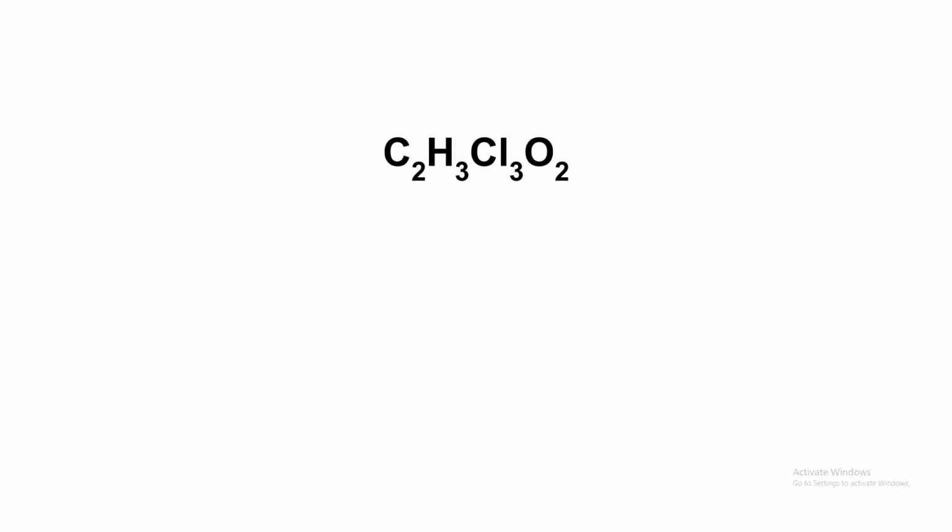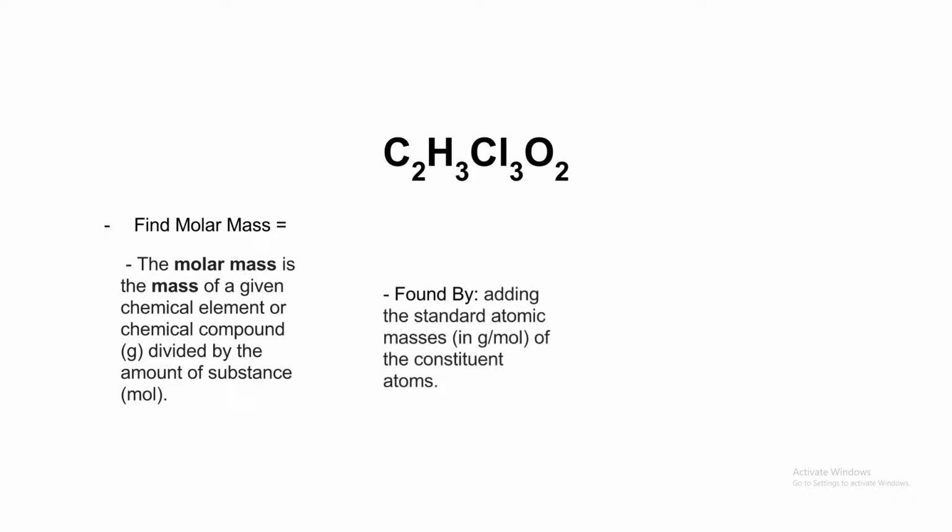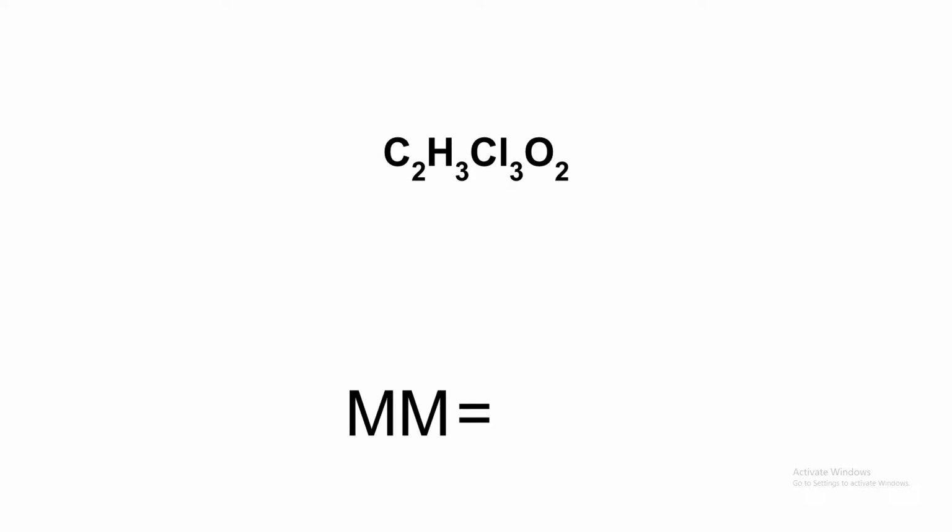So say we have C2H3Cl3O2, and we're going to find the molar mass. As we know, the molar mass is the mass of a given chemical element or chemical compound divided by the amount of the substance. This is found by adding the standard atomic masses in grams per mole of the constituent atoms that are part of the compound.